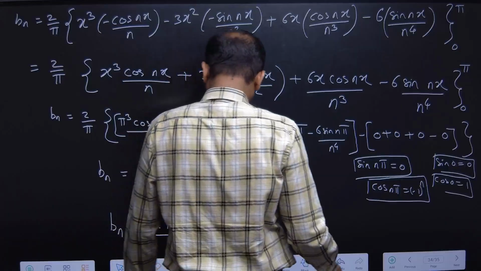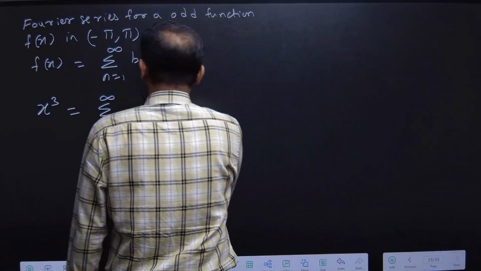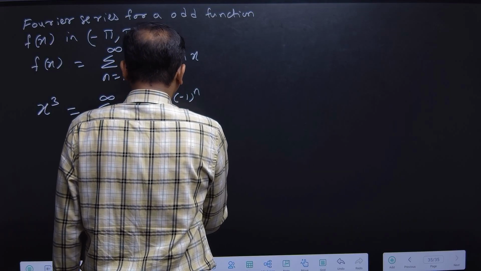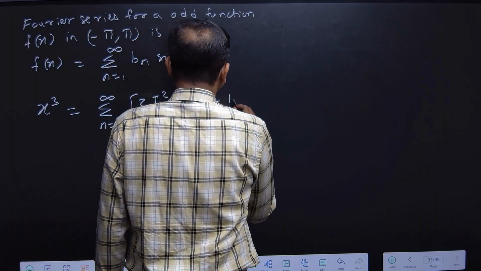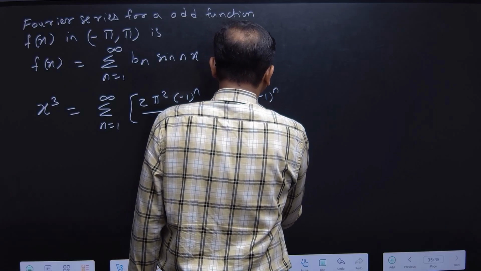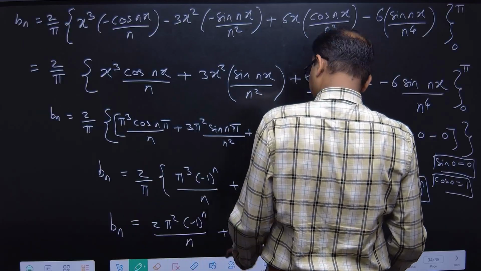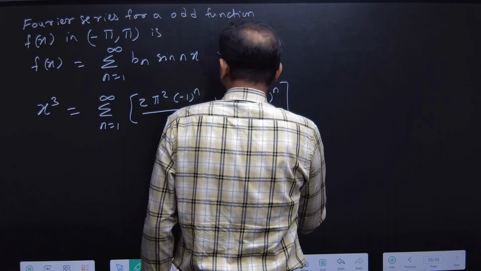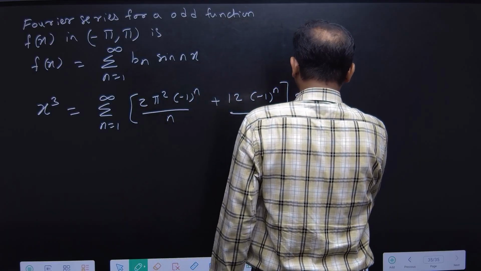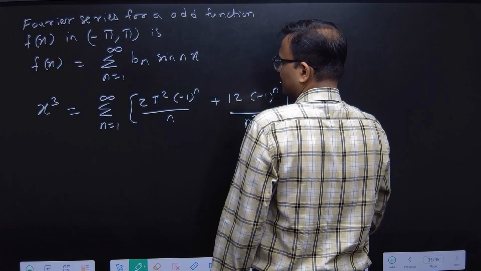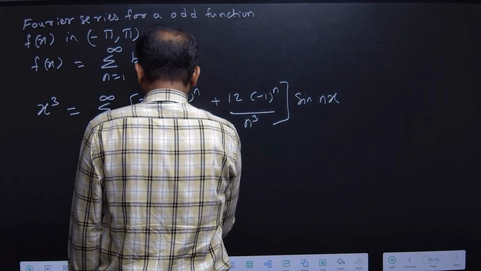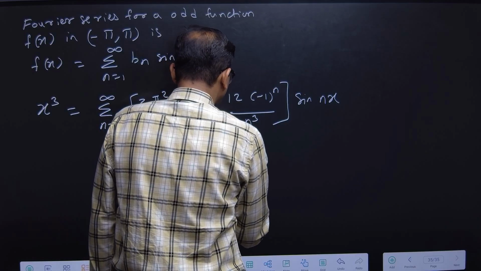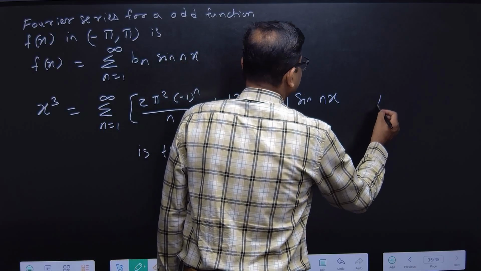See, it is 2 pi square minus 1 raised to n upon n plus 12 into minus 1 raised to n upon n cube. As the value of Bn, we just substitute the value of Bn into this sine of nx as it is. This is the required Fourier series, as our answer.